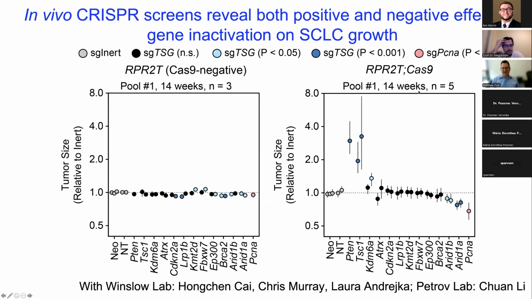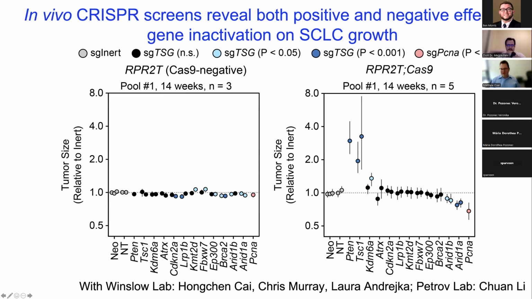And that's what they did. This is at 14 weeks after intratracheal injection. And what they found, consistent with an on-target effect, was really no effect of any of these guides in the mice that did not have Cas9. So I think that's reassuring.